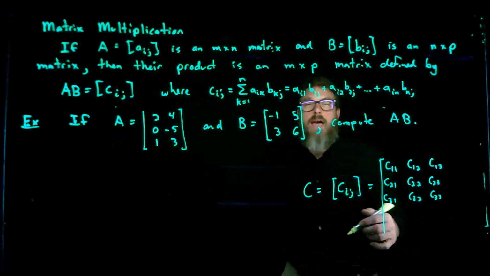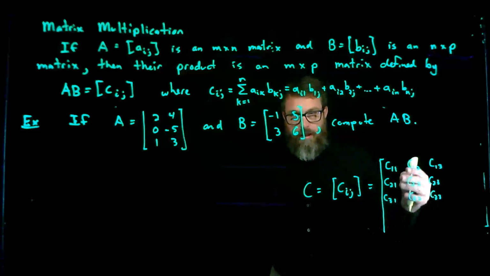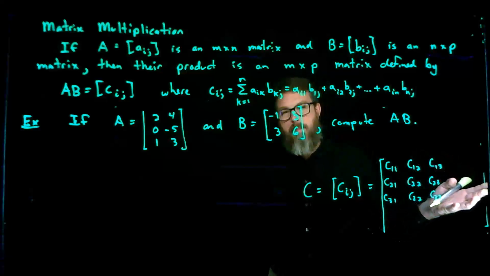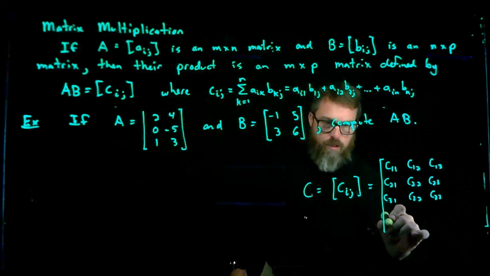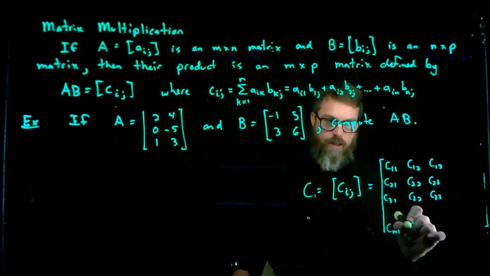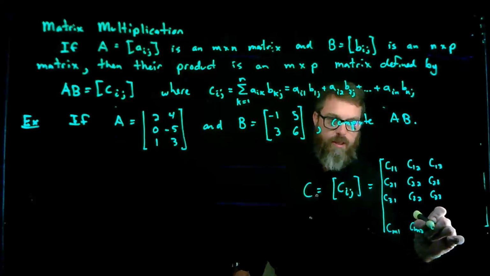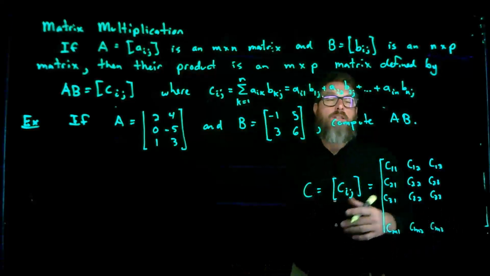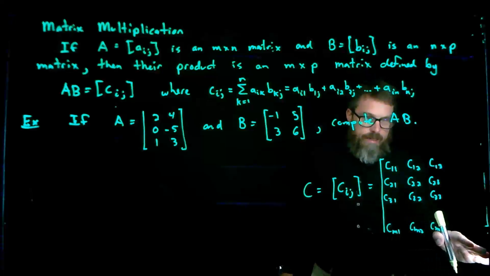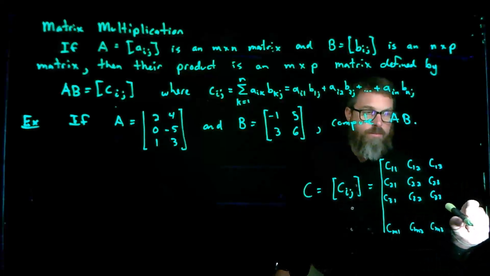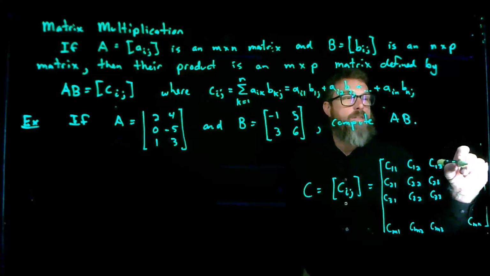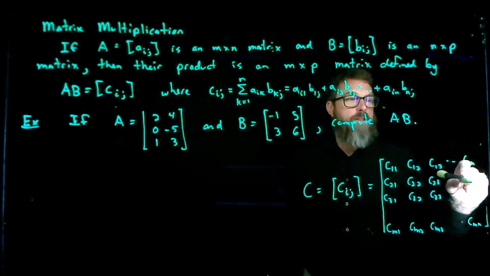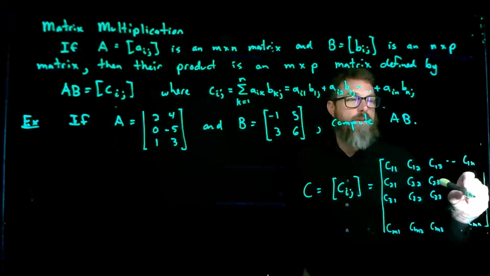Now I'm going to define this to be an m by n matrix. So what I'm going to have is m rows. So this is going to be Cm1, Cm2, Cm3. Now it's m by n, so there should be n columns. So the very last one is going to be Cmn. So that means this is going to be C1n, C2n, C3n, and then so on.